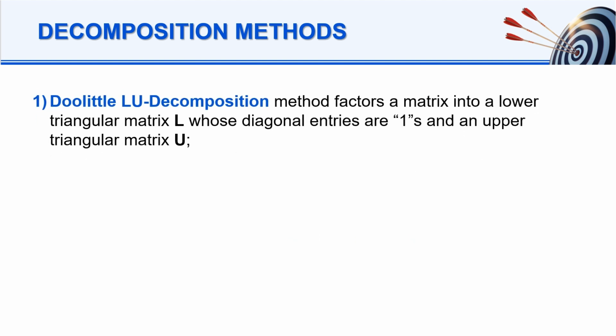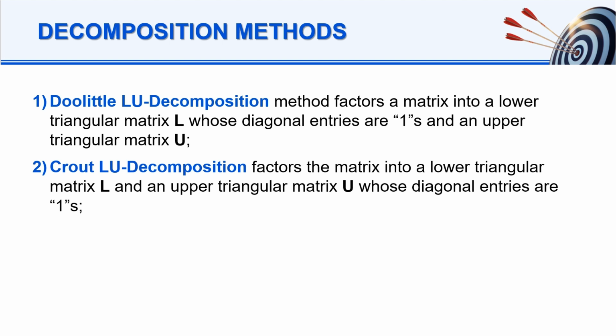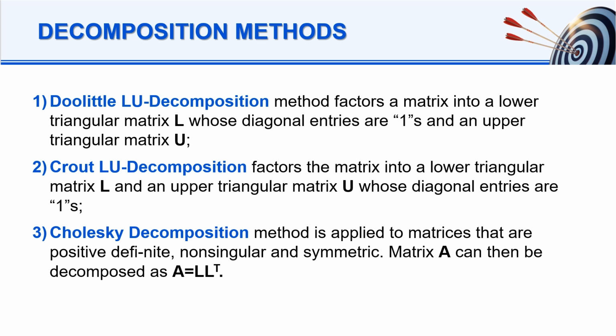Doolittle LU decomposition method factors a matrix into a lower triangular matrix L whose diagonal entries are 1s and an upper triangular matrix U. Kraut LU decomposition factors the matrix into a lower triangular matrix L and an upper triangular matrix U whose diagonal entries are 1s. Cholesky decomposition method is applied to matrices that are positive definite, non-singular, and symmetric. Matrix A can then be decomposed as A equals L times L transpose.